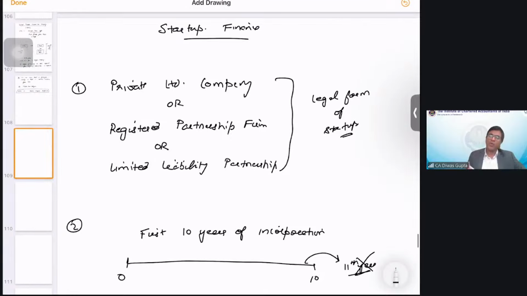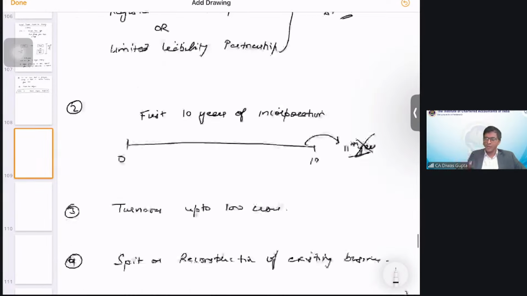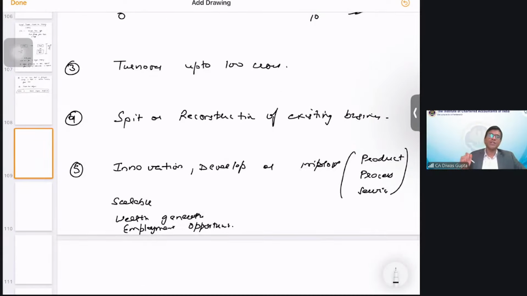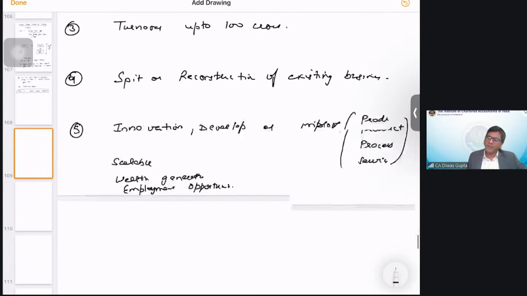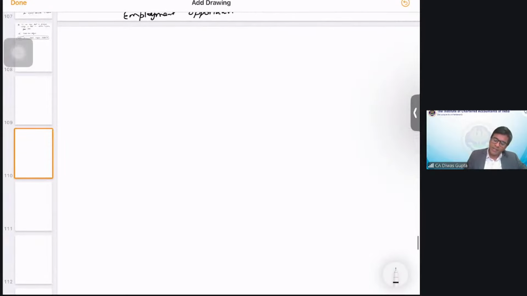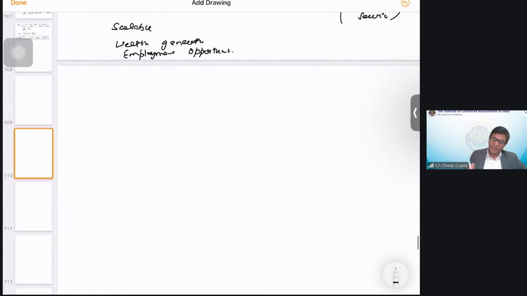So first of all, if you are a startup, and for being a startup, you need to satisfy these 1 to 5 conditions, and then you will accordingly be called a startup, and then you will be eligible for other things, right? Other benefits.